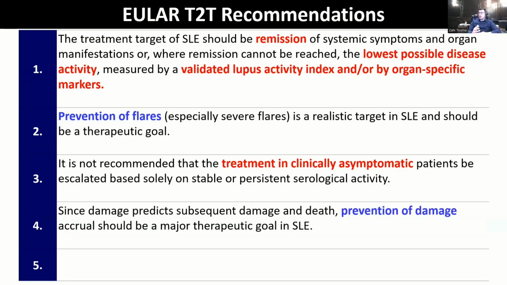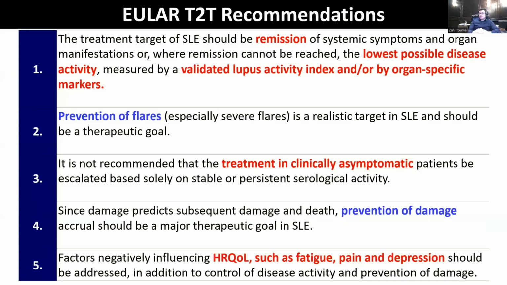We need to aim to prevent damage, and we need to put into the equation different aspects of health-related quality of life, including fatigue, pain, depression, anxiety, and others. So the same way you try to control disease activity and damage, we need also to make sure that we talk to the patient, or you collect different instruments, or give the patient a patient-reported outcome measure to reflect on these concepts and make sure that you're also achieving improvement in these concepts.